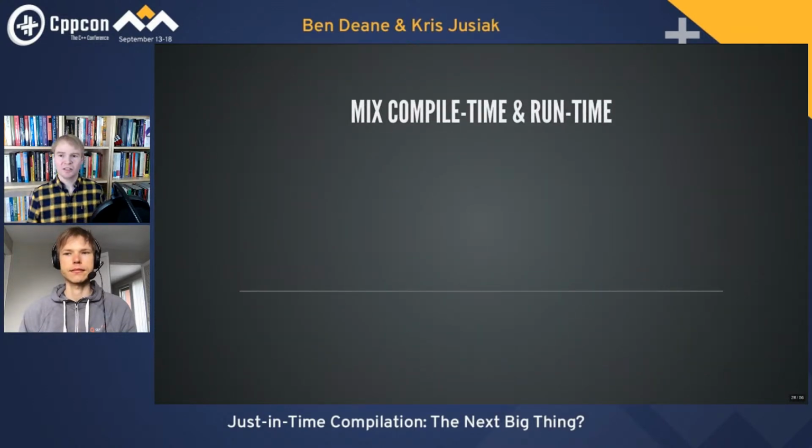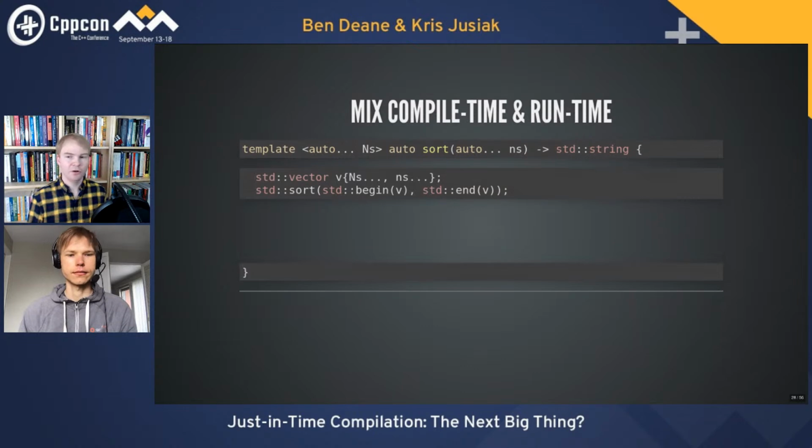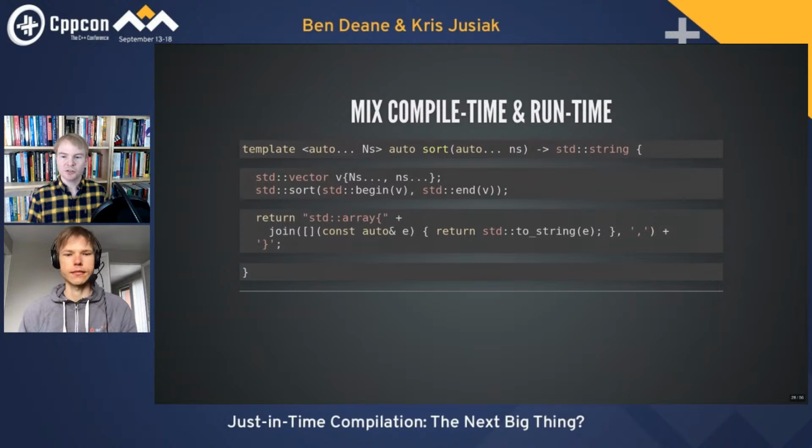Another thing we can do is mix compile time and runtime. So we've seen some of this already, but here's another example. Here we have a sort function, and it takes some template parameters, some non-type template parameters, and some runtime parameters. And notice we're not JITting this yet. This is just a function which puts all of its arguments together, both the compile time and the runtime, sorts them, and then makes them into a string, which is going to be the array of sorted values. And again, we're using the join function we talked about earlier.